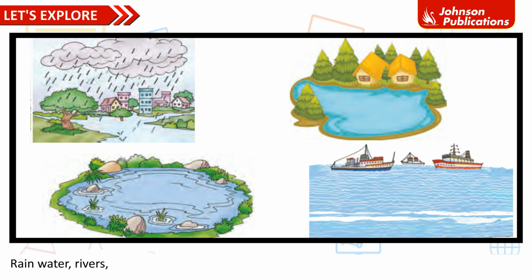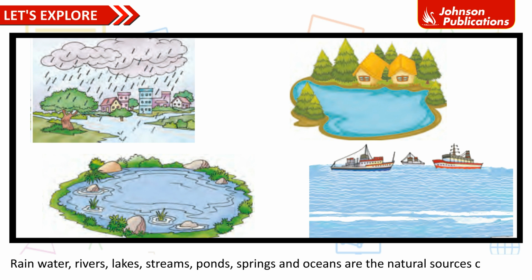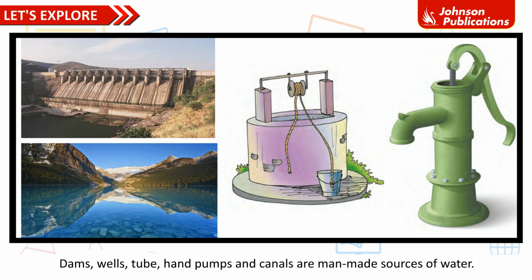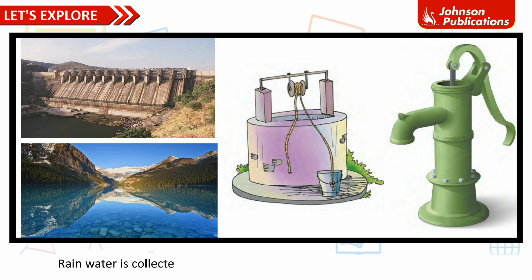Rainwater, rivers, lakes, streams, ponds, springs and oceans are the natural sources of water. Dams, wells, tube wells, hand pumps and canals are man-made sources of water. Rainwater is collected in the form of surface water and underground water.